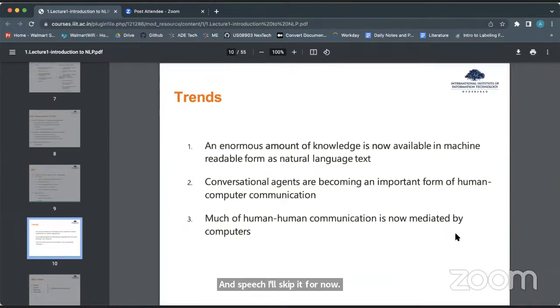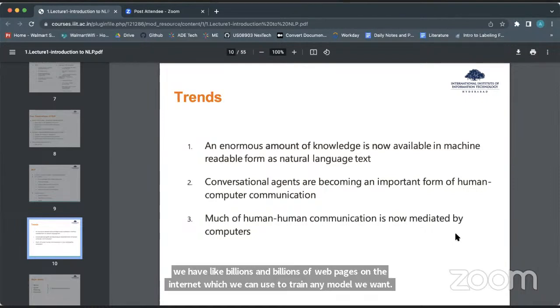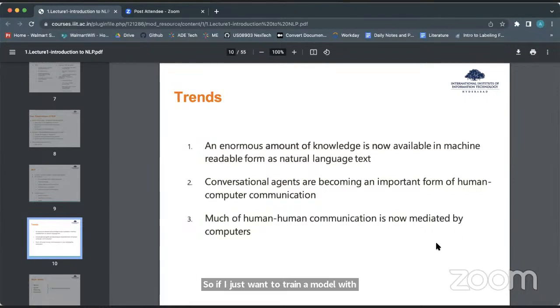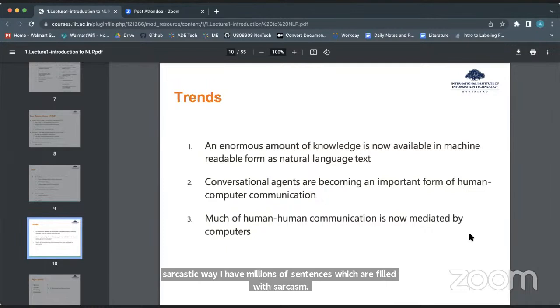So how are the trends going on in NLP these days? It's basically that an enormous amount of knowledge is now available in machine readable form. So we have billions and billions of web pages on the internet, which we can use to train any model we want. If I just want to train a model which generates Twitter tweets, I have billions of tweets right now in front of me. And if I want a model that would be answering in a sarcastic way, I have millions of sentences which are filled with sarcasm. So basically, there is no general level artificial intelligence as of now.